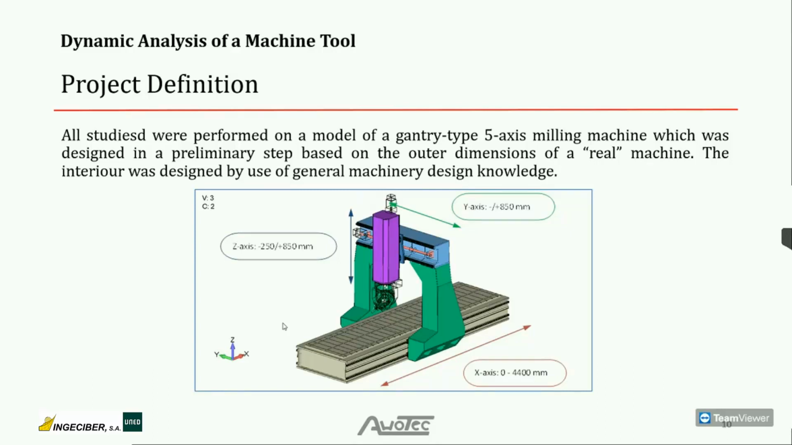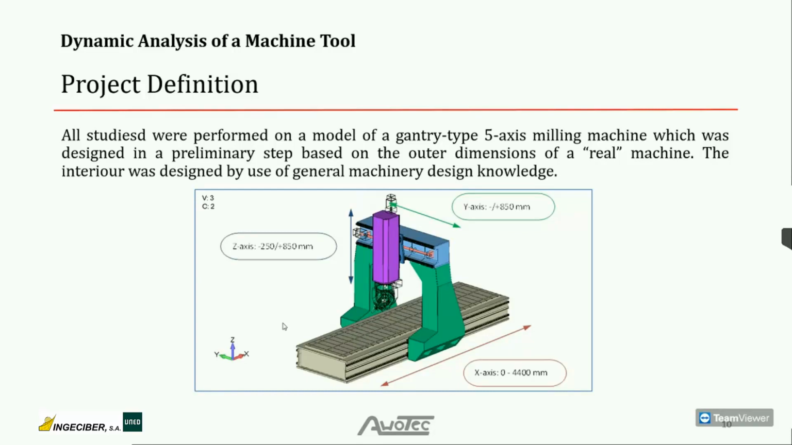Okay, let's have a look at the machine that was used in the simulations. A gantry type 5-axis milling machine was used. As you can see, it is quite a large machine with an x-axis stroke of up to 4,400 millimeters, a y-axis stroke of plus minus 850, and a z-axis stroke of about 1 meter in total.